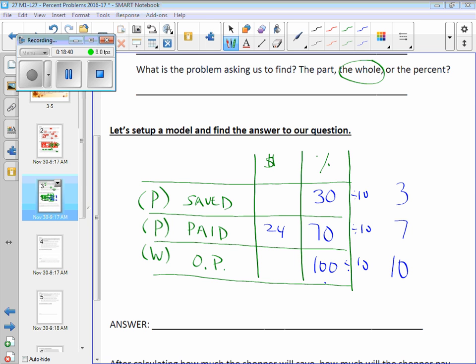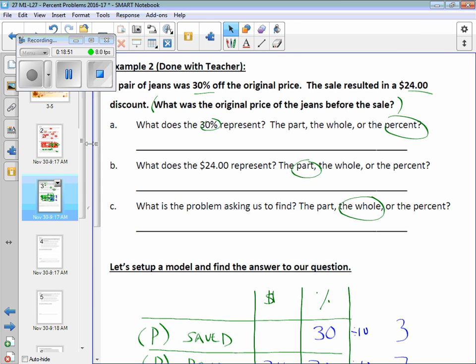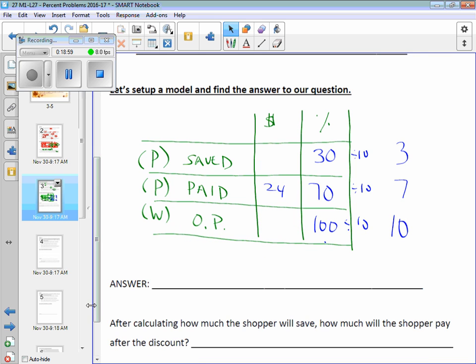I found the mistake. The 24 is what you save. Because look, let's go back. The sale resulted in a $24 discount. That's what's being taken away from the original price. So this should work, and this needs to go here. That's the mistake. But now it will work. We have a constant of times 8. So look, guys, sorry about that. Does everybody see now that we can multiply by 8?